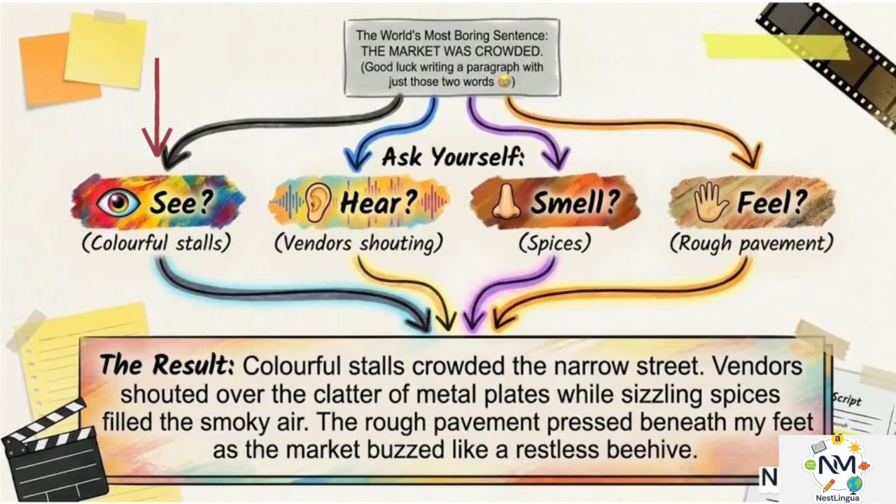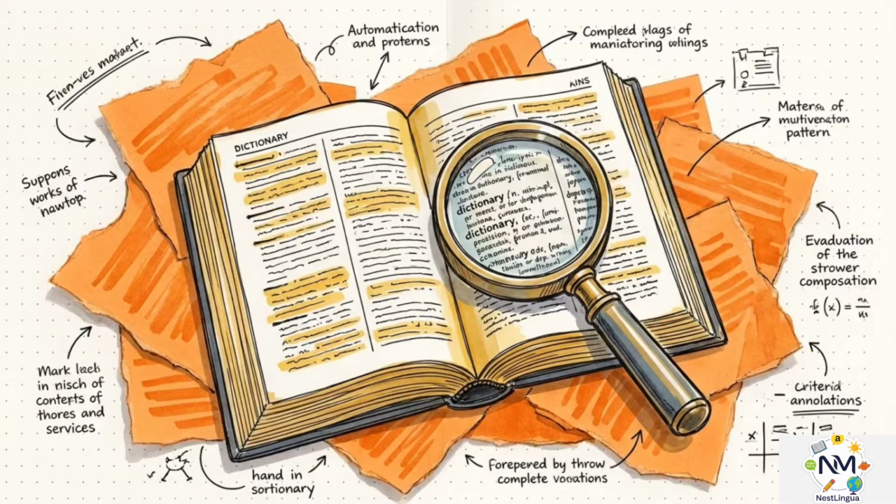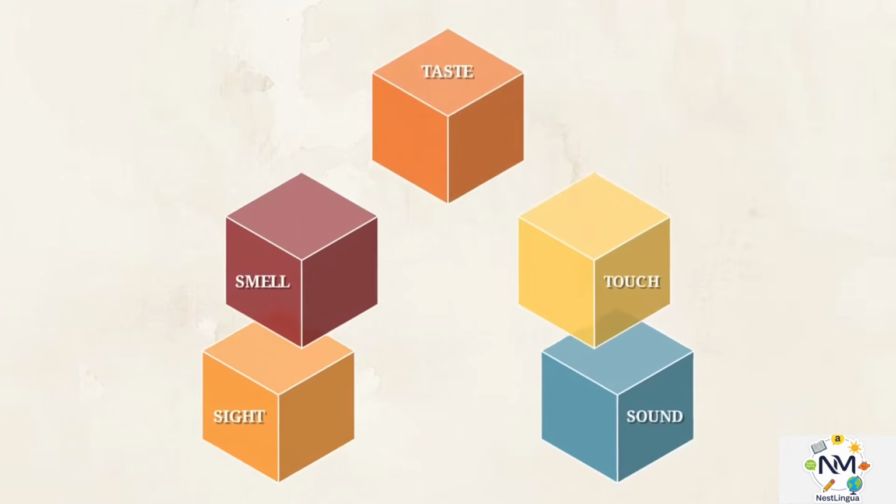What do we see? Colorful stalls. What do we hear? Vendors shouting. Smell and feel? Spices and rough pavement. Assemble those data points, and the result is a cohesive atmosphere, a market that buzzes like a beehive. Descriptive writing isn't about having a rare vocabulary. It is the strategic, step-by-step assembly of sensory details.